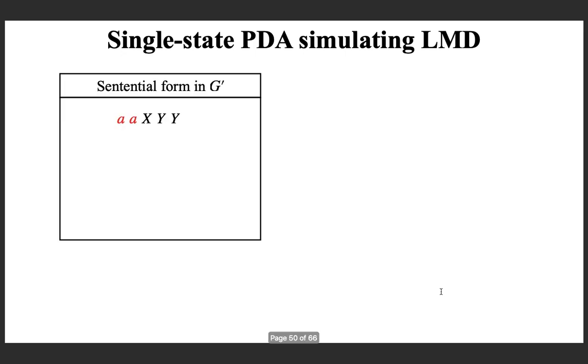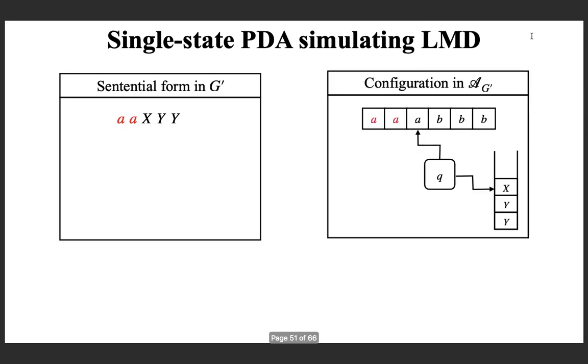Single state PDA simulating leftmost derivation. We can try to generalize what we did. Suppose you have a sentential form like this derived from the previous language, and this could then be a corresponding configuration. AA is already derived, so the read head is positioned at the next input symbol and the stack content is XYY.